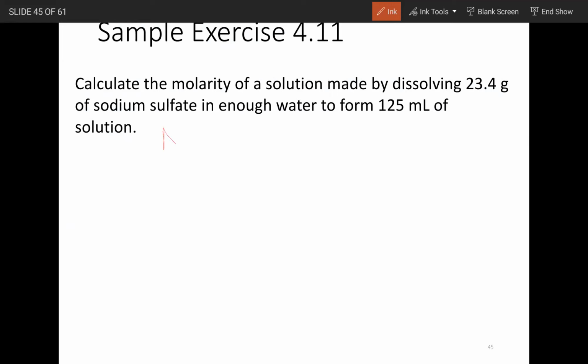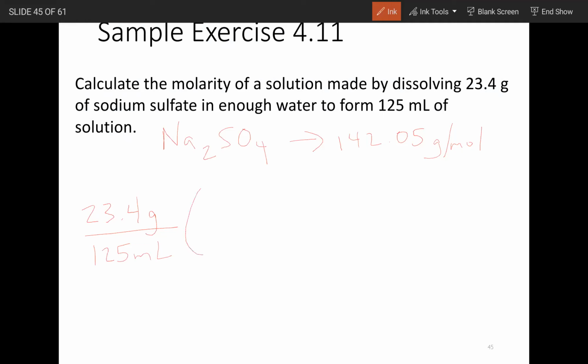For this, we need to know what the formula of sodium sulfate is. It's Na2SO4, since sulfate is -2 and sodium is +1, so we need 2 of those sodiums to balance out the sulfate. That's going to have a molar mass of 142.05 grams per mole. Like I was saying, we can do this in just one string of calculations using dimensional analysis. So we can do grams on top and milliliters of solution on the bottom.